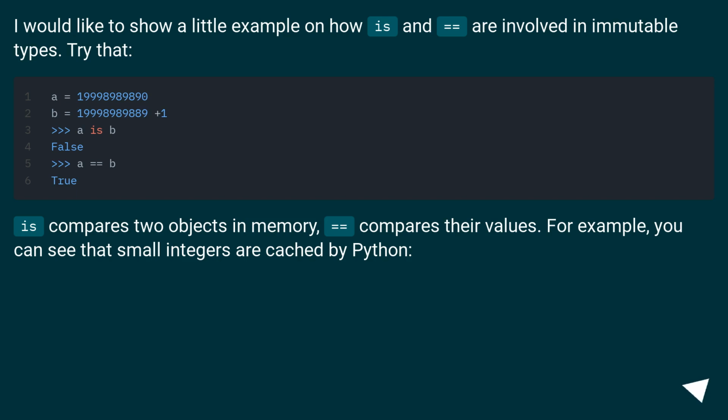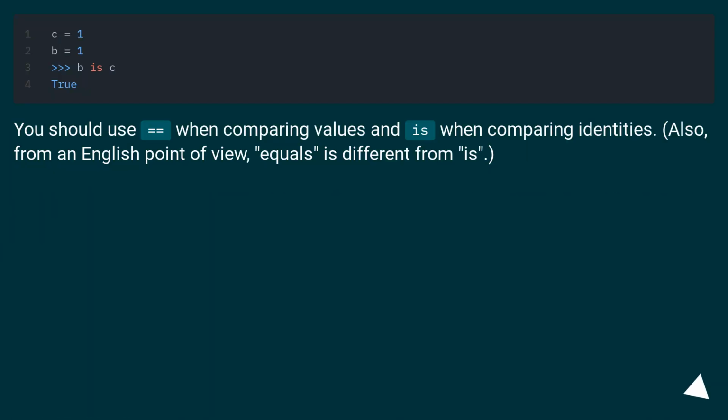I would like to show a little example on how is and equals equals are involved in immutable types. Is compares two objects in memory, equals equals compares their values. For example, you can see that small integers are cached by Python. You should use equals equals when comparing values, and is when comparing identities. Also, from an English point of view, equals is different from is.